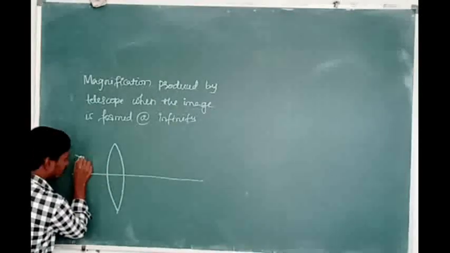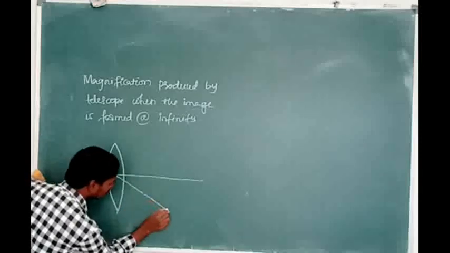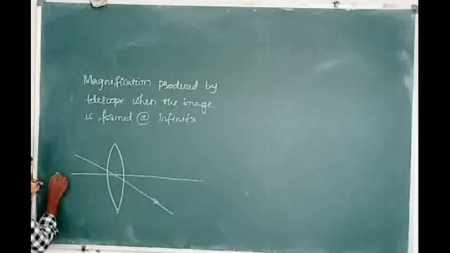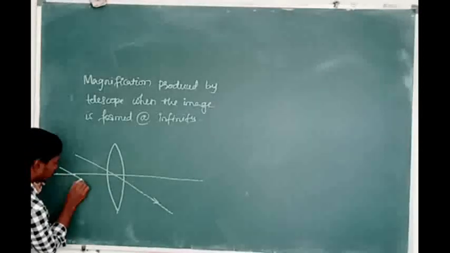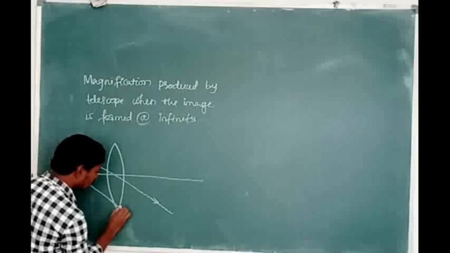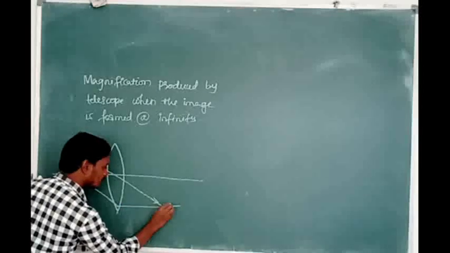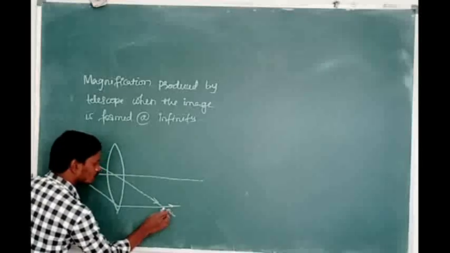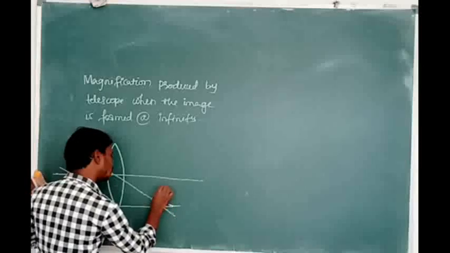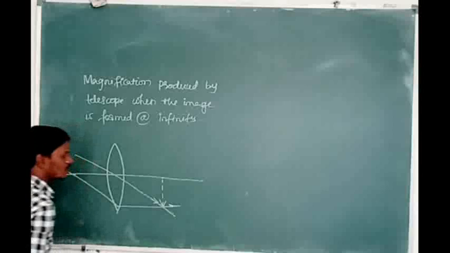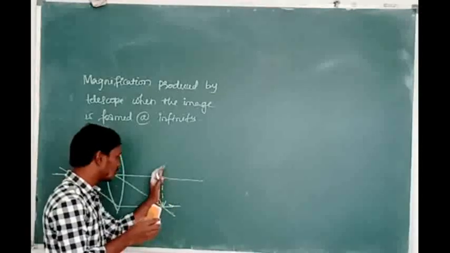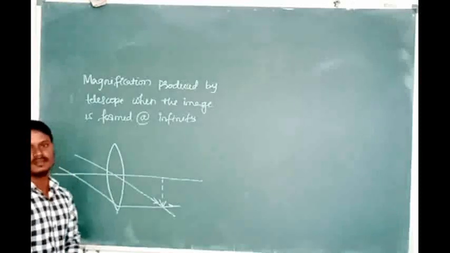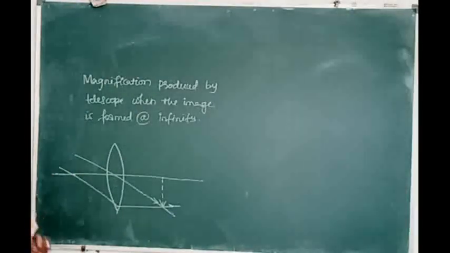So, the first ray that is passing through the optical center passes without any deviation. And one more ray that is passing through the first principal focus of the objective lens falls on the objective lens. After refraction, the refracted ray passes parallel to the principal axis. Here the image of the distant object is formed. And where is the image of the distant object formed? The image of the distant object is formed in between the objective lens and eyepiece. Once again, we are going to observe this image through the eyepiece, then we will get the final image, whether it is magnified, highly magnified, or only magnified.